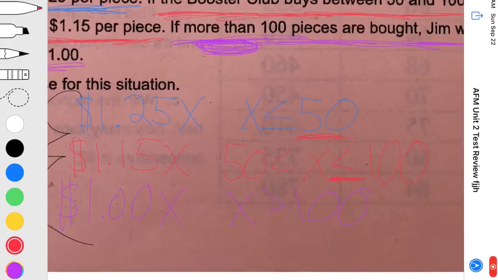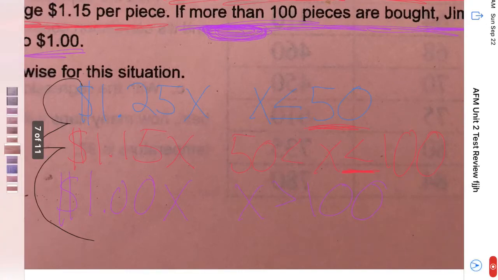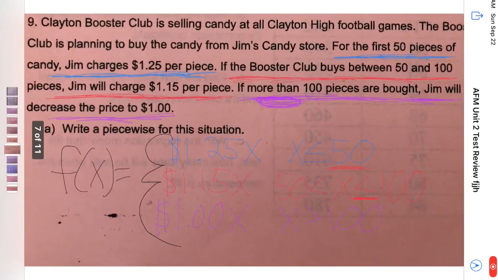So I'm going to zoom in so you can really see it. $1.25 times X when X is less than or equal to 50 is our first step. Second step is $1.15 times the number of pieces of candy when X is greater than 50 and less than or equal to 100. And then our third step is $1 times however many pieces that we're buying when X is greater than 100. So that is going to be our piecewise for number 9.